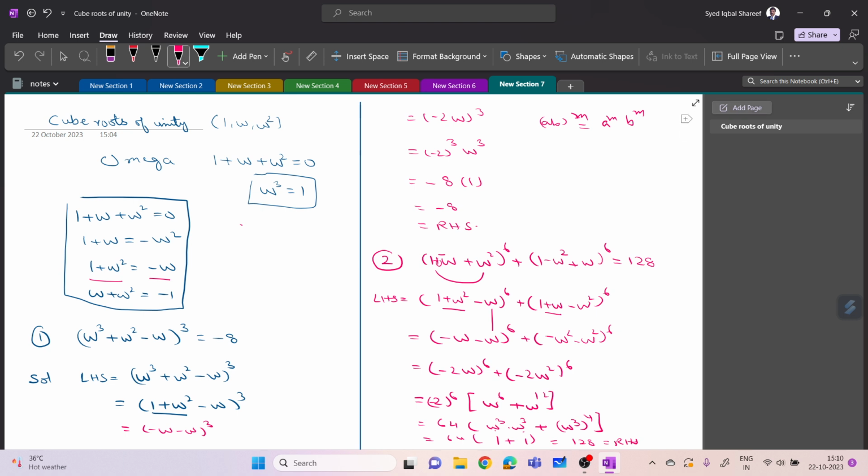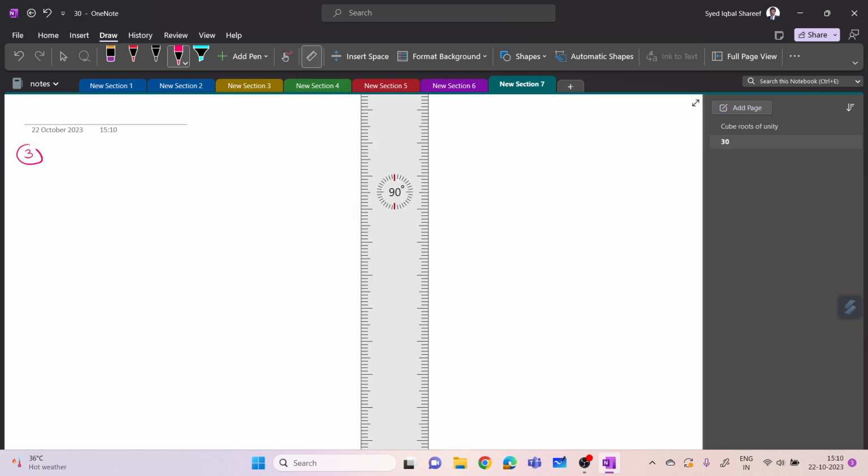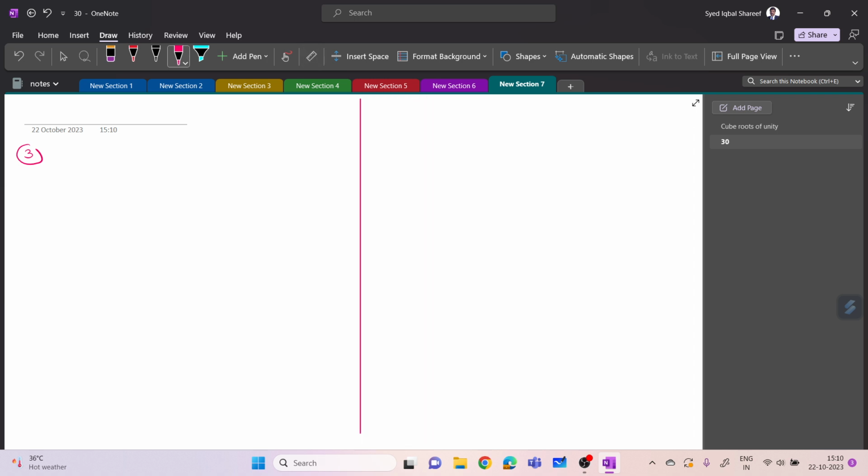Okay, let's go next. Now let's go for problem number 3. Same concept. The problem number 3 is (1 minus omega plus omega square) to the power of 7 plus (1 plus omega minus omega square) to the power of 7 equal to again 128.